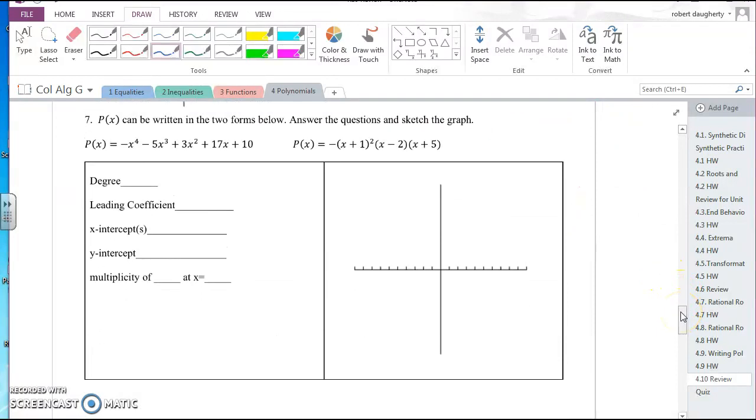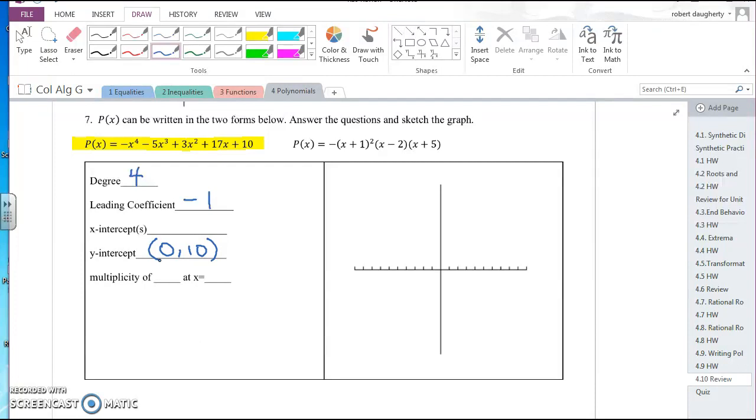Number 7, I give you a polynomial in 2 different forms. And remember, there were certain things that were helpful about one form over the other. When I look at standard form, that's the easiest place to get the degree. It's fourth degree, negative coefficient. Y-intercept is 0, 10, okay? I did no math and I could figure that out just by looking. Those are great pieces of information to get from there.